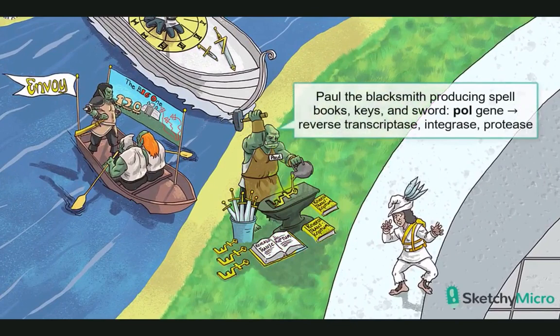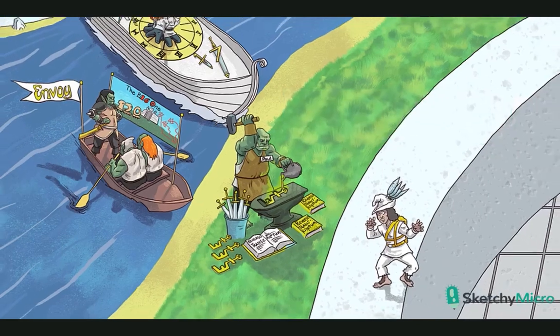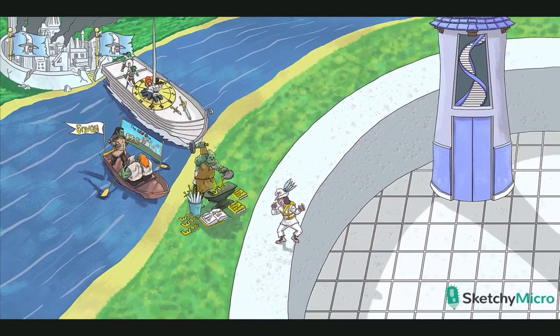Enter Paul the Orc Blacksmith, a blacksmith of enzymes. He's here representing the Pol gene. Like ENV, Pol encodes a polyprotein which is cleaved to form important enzymes required for viral replication, including reverse transcriptase spellbooks, integrase keys, and protease blades. We'll come back to these enzymes in a bit. Now that you're familiar with the 3 structural genes and the protein products they encode for, let's see how they each play into HIV's life cycle.